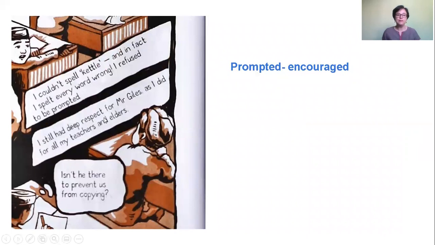I still had deep respect for Mr. Giles as I did for all my teachers and elders. He's saying now, despite what Mr. Giles did, he encouraged cheating. He allowed all his classmates to cheat and get all the words right, which was really wrong. See, he says here, isn't he there to prevent us from copying? But he allowed everyone to copy and cheat. But that did not mean that Gandhi had any less respect for him. He still respected him because he was a teacher, he was an elder. He still respected all his teachers and elders.